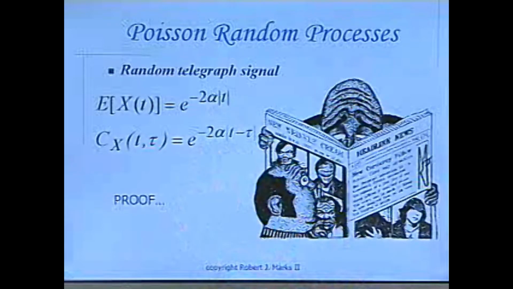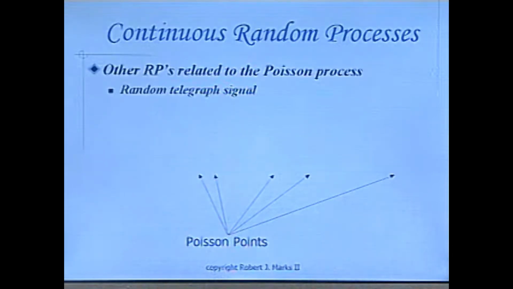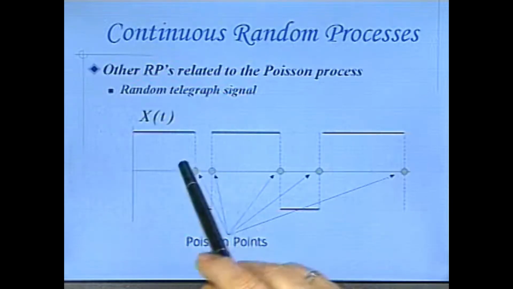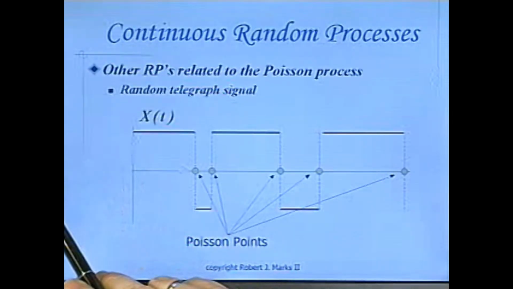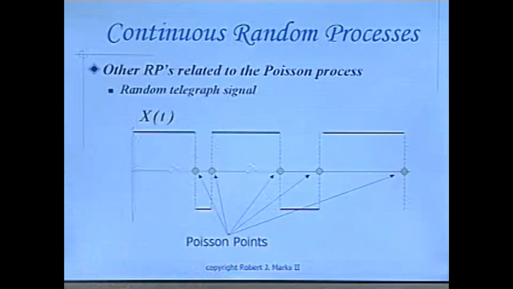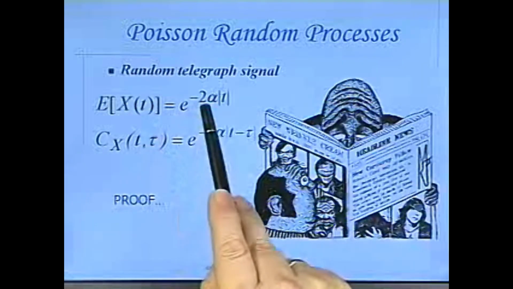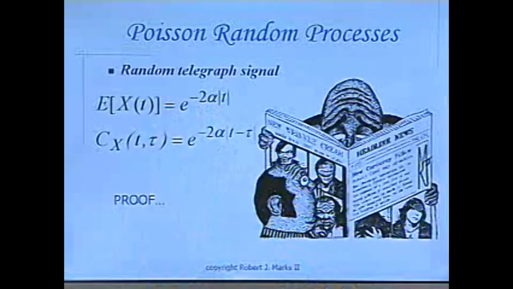Now, the way that we have defined the stochastic process, we defined it with Poisson points for positive time. We will also extend this to negative time, put Poisson points for negative time, and do the same thing for negative time. So we'll have a symmetric sort of argument. In that case, the expected value of x of t is equal to e to the minus 2 alpha times the magnitude of t. You notice that's equal to 1 at the origin. And for t very big, that goes to 0, consistent with our sanity check.